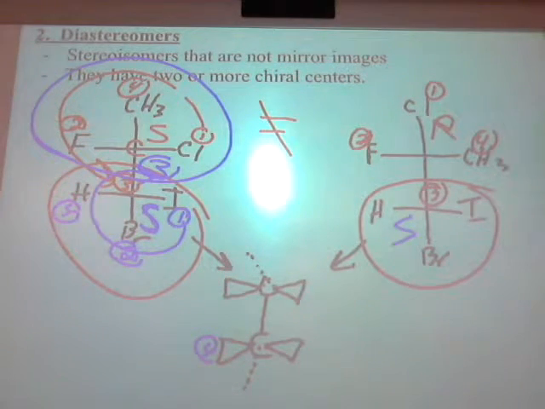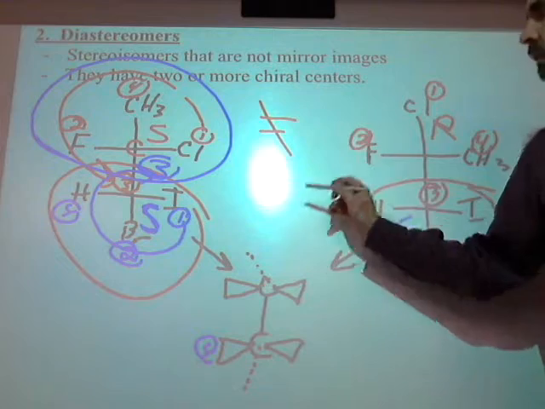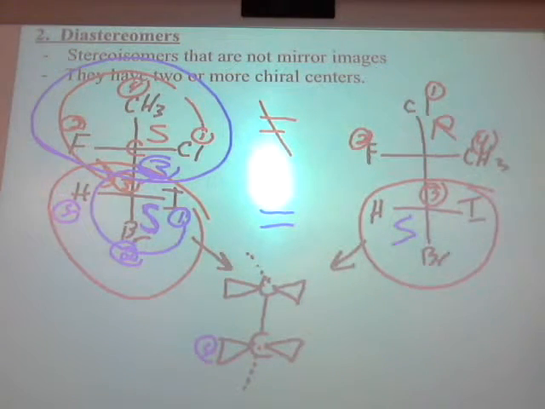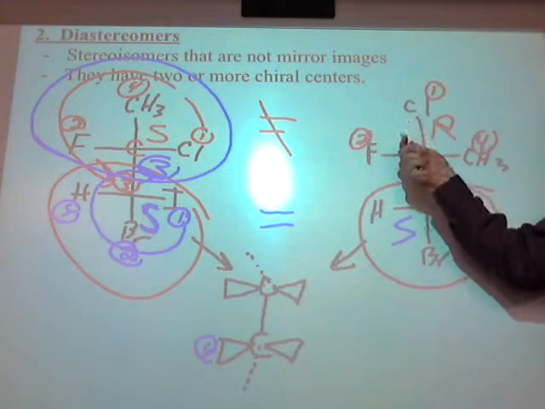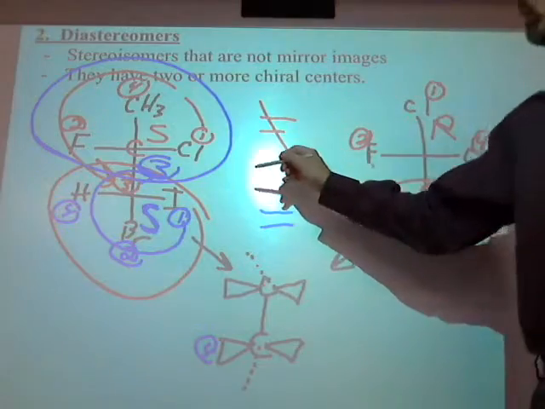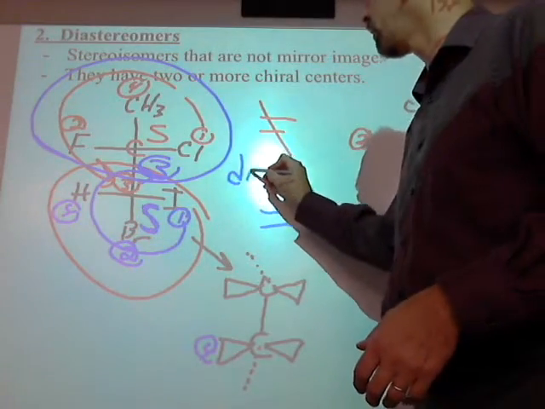And there it is. Now, here's the crazy part about this. The top half is unequal. The bottom half is equal. So they're not mirror images of each other. Only one part of it's a mirror image. The other part's not. They're called diastereomers. Okay, these guys are diastereomers.